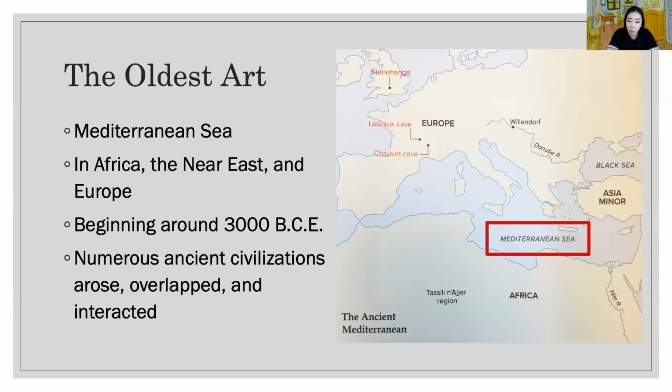The Mediterranean Sea is where the story of Western art begins. It is surrounding Africa, the Near East, and Europe, beginning around 3000 BCE. Numerous ancient civilizations arose, overlapped, and interacted. They learned from one another and conquered each other, and they transformed the world. So here is the Mediterranean Sea.